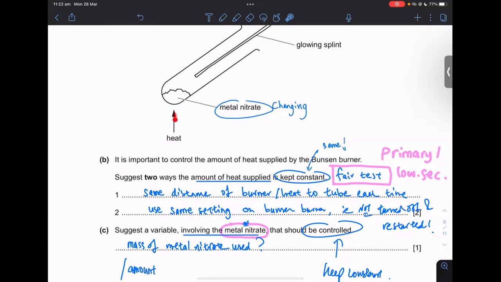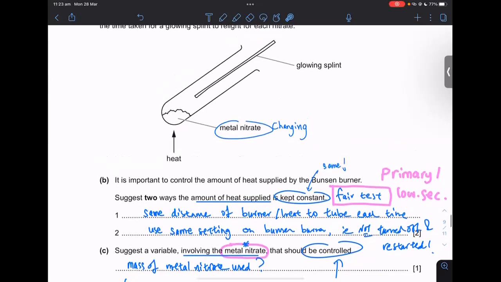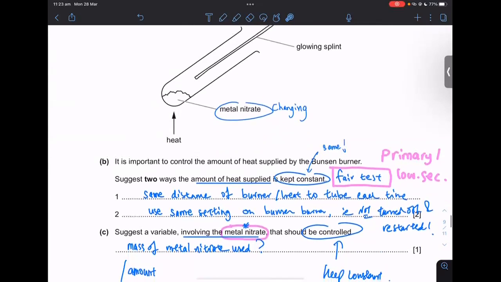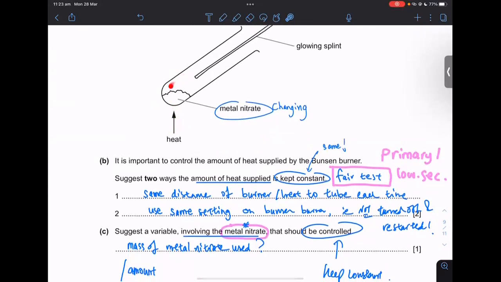And then you heat it at a fixed distance. You don't change the distance. You don't just heat it here and then suddenly you heat it above here. No, you want to maintain the same heat. So heat at the same position, heat at the same distance. So you can say position or distance is the same thing. All right, hopefully that makes sense to you.